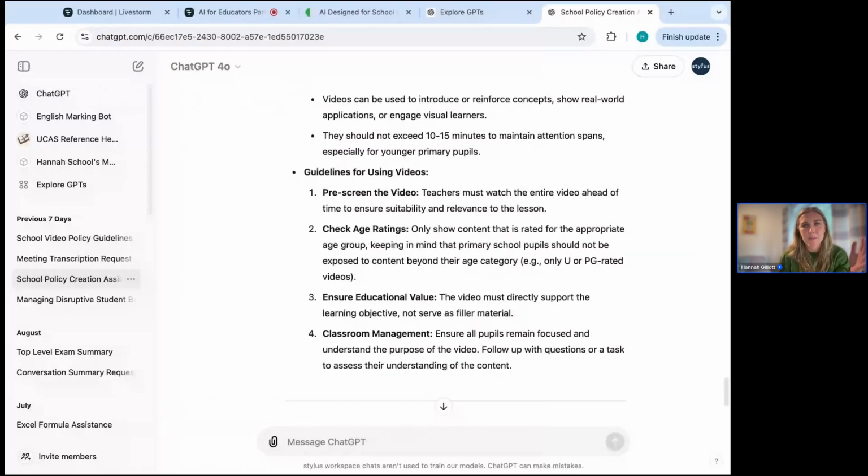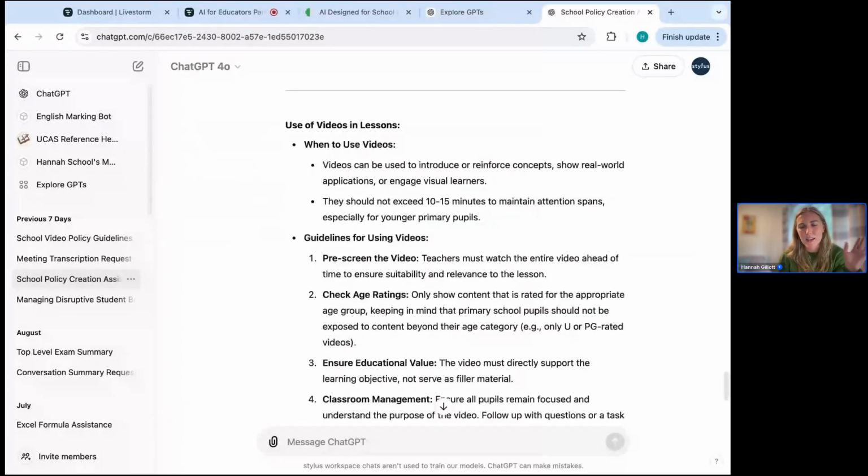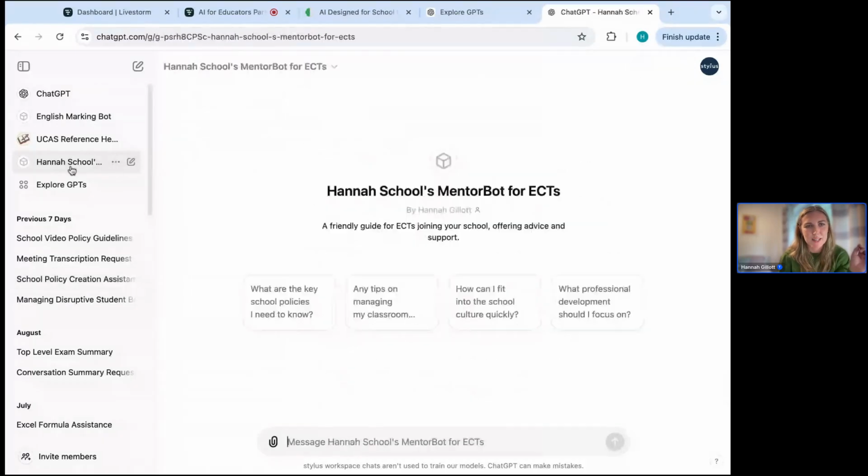And now I've just copied and pasted this and saved it separately. As we were saying earlier, this isn't the finished product. We don't just copy and paste this and then send it off to governors to review, but it is saving a lot of time as a starting point. So then I went back to start to configure my own GPT.